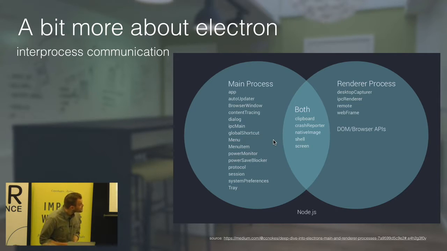This small image gives a pretty good overview of what you do in each of the processes. You handle the browser window and the menu and also power monitor and all that. And you have to communicate between those processes through the IPC, where you have an IPC main and an IPC renderer for inter-process communication. This means you can do a lot of async communication if that's what you need.